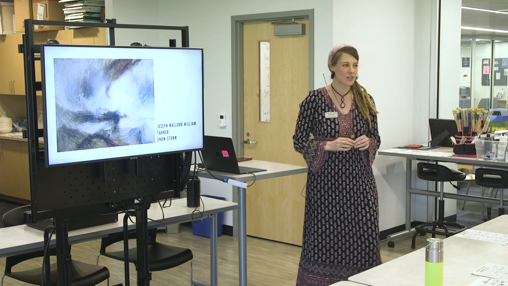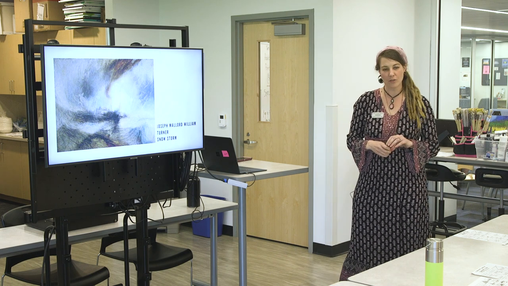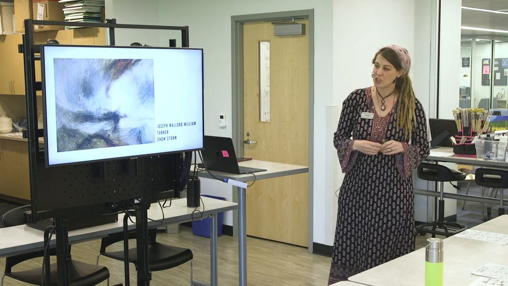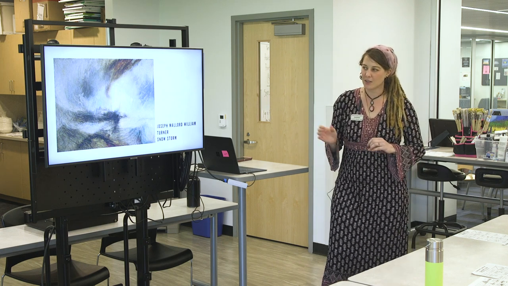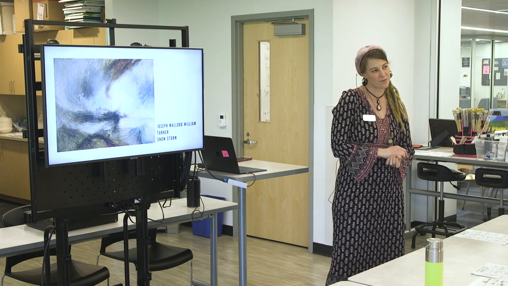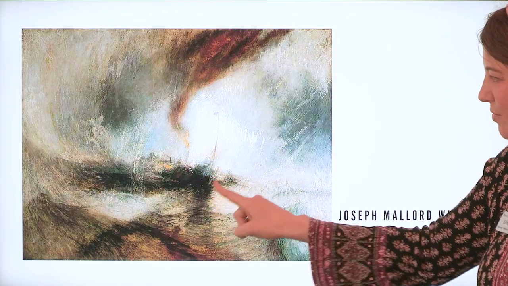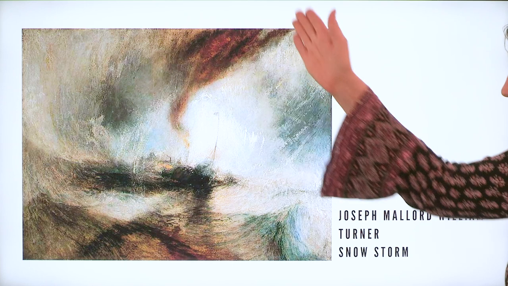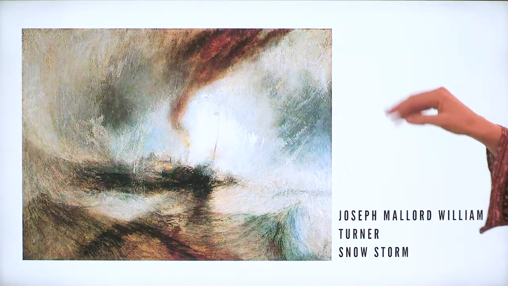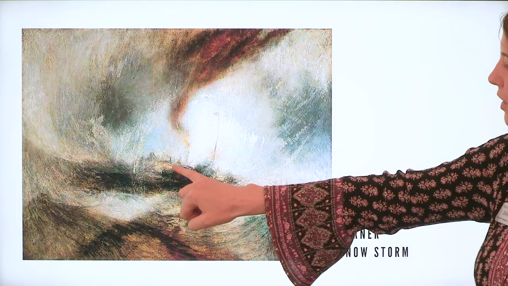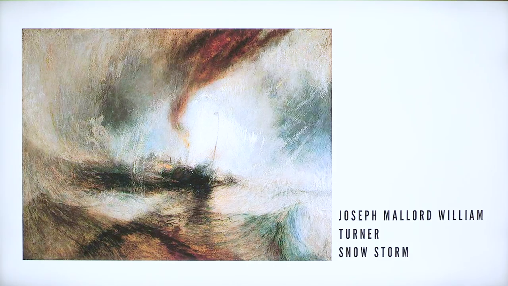This is a Turner. It's called Snowstorm. J.M.W. Turner. So it's a ship in a snowstorm. What's the focal point? The ship is right in the center or just below center. Yes, and you're right, everything kind of swirls around it, the colors, the brushwork, and then again you've got this bright yellow spot right here, and the brightest white is right behind the ship. So yeah, there's a lot of movement going on with the brushwork in this one too.